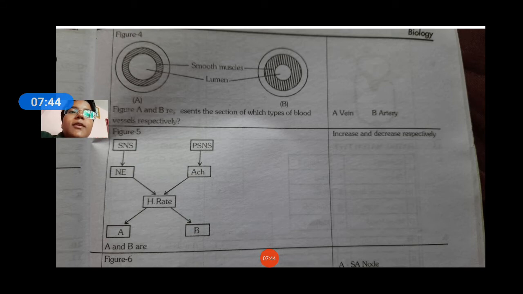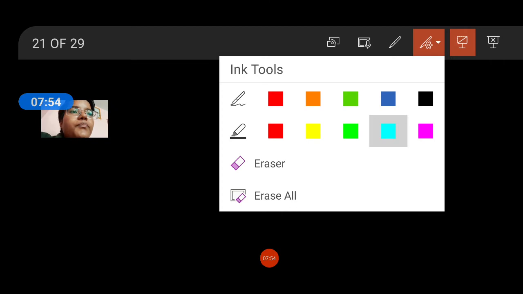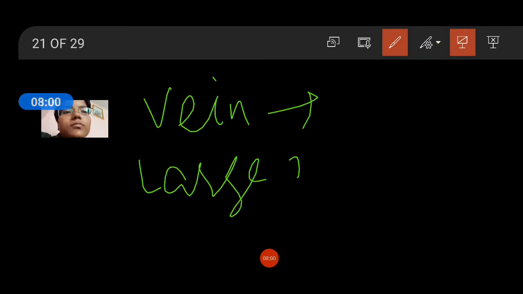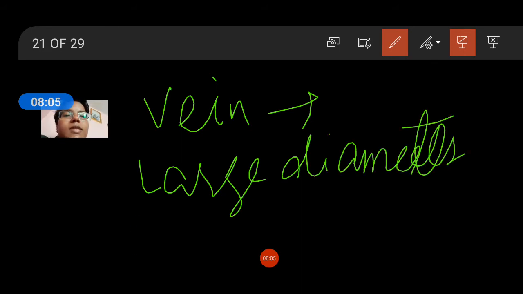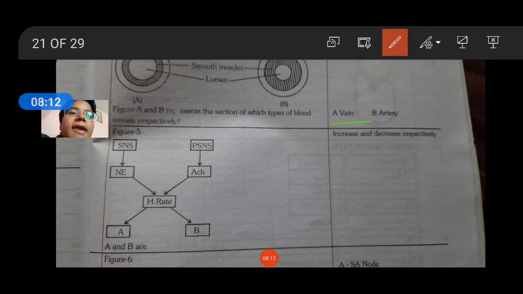Smooth muscle and lumen. Figure A and B represent the section of which type of blood vessels respectively? Veins have a larger diameter than that of the arteries. So here A is artery and B is vein, as the lumen is smaller here, and here you can see how the lumen is wider.